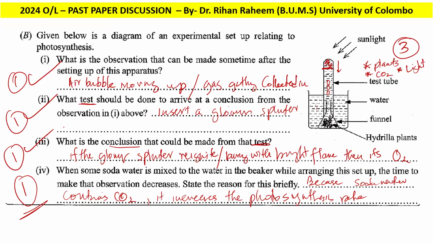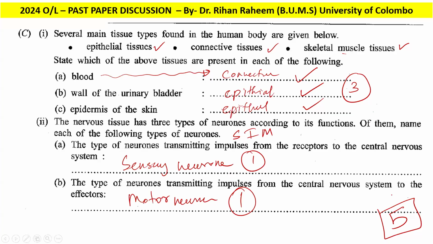So here, somewhere you're getting 2 marks. Maybe the last one will make it 2. So 5, 5, and 5. 15. Check your marks.